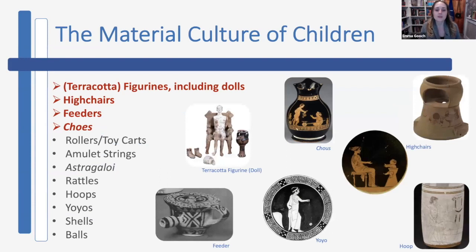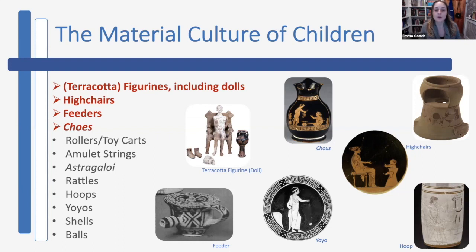Some of the types of material culture can more viably act as signifiers of children in archaeological contexts, because they were made from robust materials that are preserved and they had strong, almost exclusive links with children. In particular, terracotta figurines, high chairs, feeders and coups have special potential.